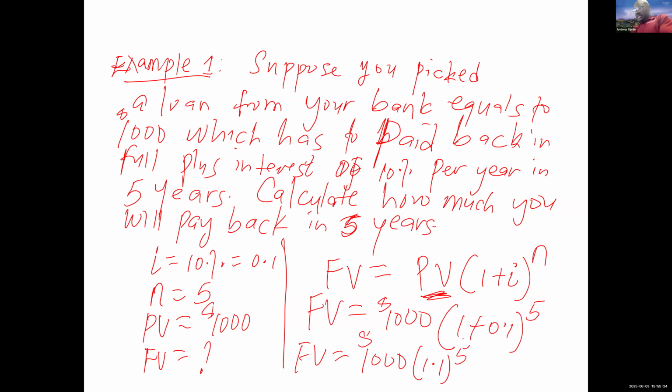If you use just a regular scientific calculator, you get 1.1 raised to the power 5, enter, then multiply by $1,000. So you're going to be paying back $1,610.51, meaning that the interest on that loan has accrued by $610.51, because you borrowed $1,000, but that's how much you're going to end up paying in full amount, which includes interest, after 5 years. As you see, it's very simple. Let's do another example. Let's do example 2.